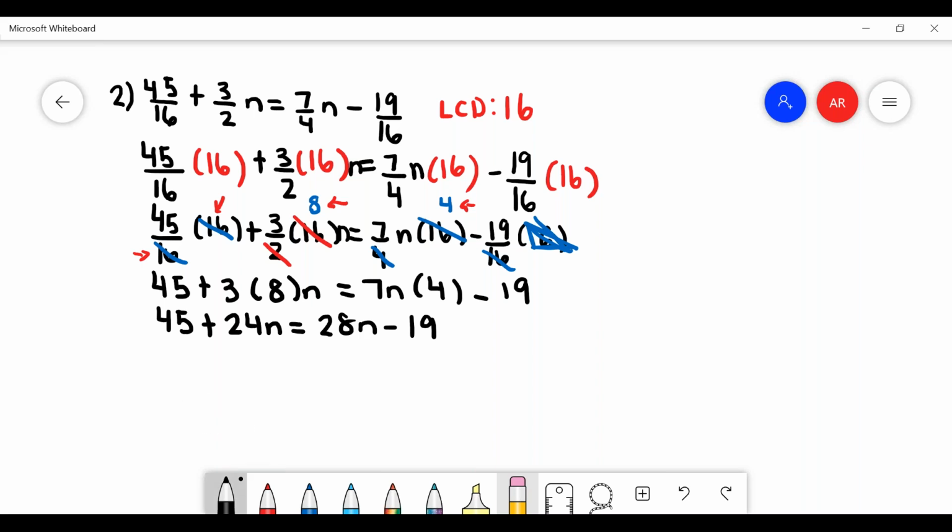So taking a look at this, what I'm going to do first is subtract 24n from both sides in order to get rid of it on the left side, and I'm going to combine it with 28n on the right side in order to combine like terms. So let's just do that.